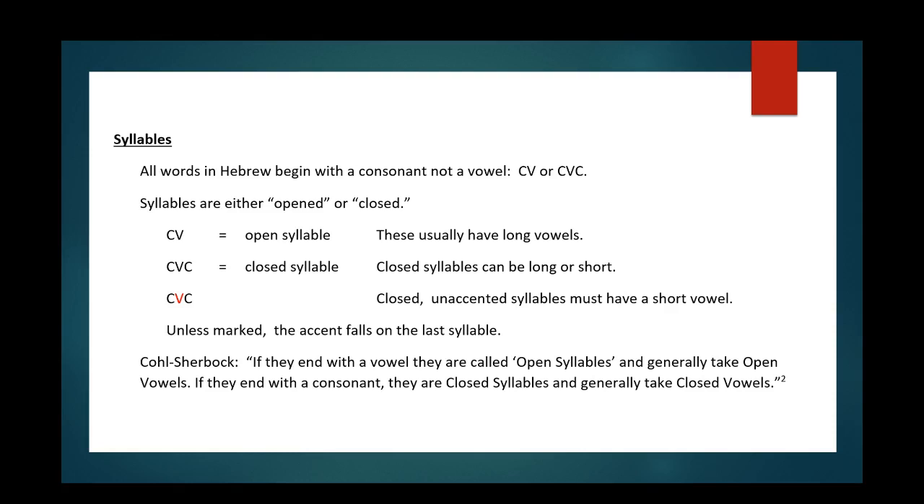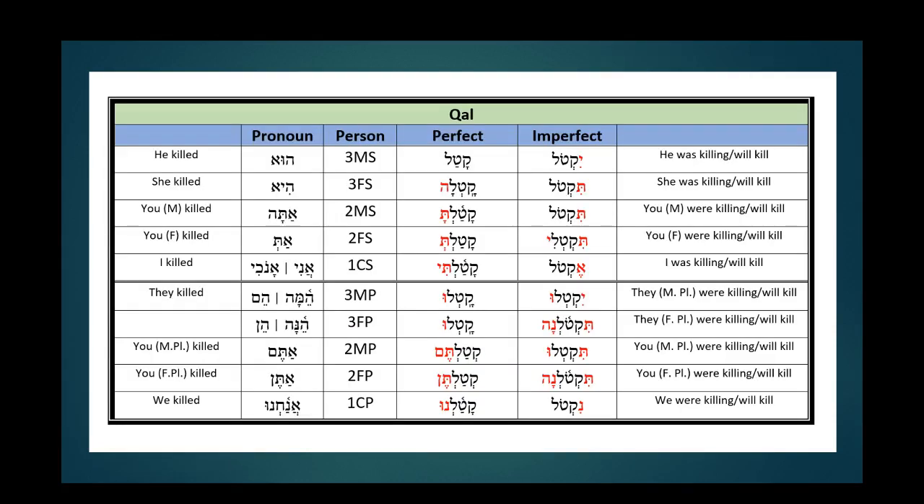In terms of reviewing, there are open syllables and closed syllables. Important rule here: closed, unaccented syllables must have a short vowel. Unless marked, the accent falls on the last syllable. This is my chart, so this is what will appear on the test.